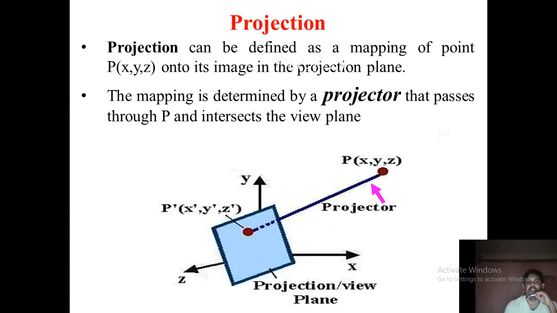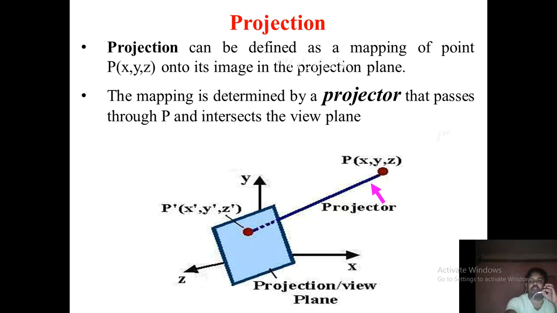Now, what is projection? Projection can be defined as mapping a point P(X, Y, Z) in the 3D world, which has X, Y, Z axes, onto its image on the projection plane. The mapping is defined by projectors that pass through P and intersect the view plane.